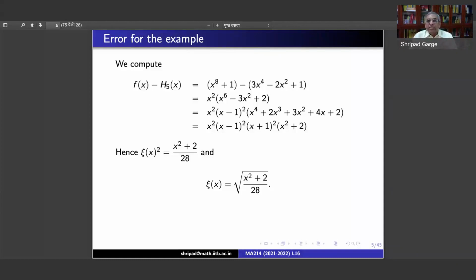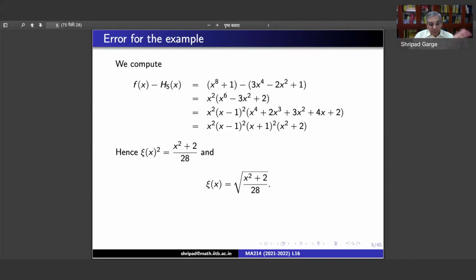For continuity reasons, you have to take either the negative sign throughout or the positive sign throughout. We will just take the positive sign. Of course, it doesn't matter what sign you take, because what really matters is xi x whole square. The error is given by xi x whole square, and so the error is indeed (x square plus 2) upon 28. That's the error that we have.